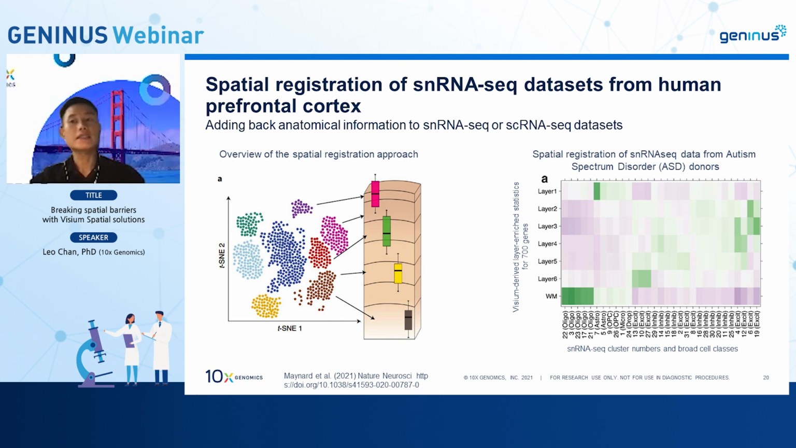Overall, their analysis demonstrated how the spatial integration framework can be readily applied to any existing single nucleus RNA-seq or single cell RNA-seq datasets to add back the anatomy.